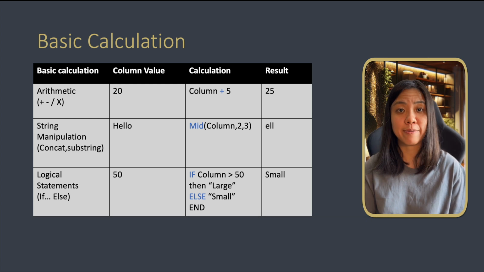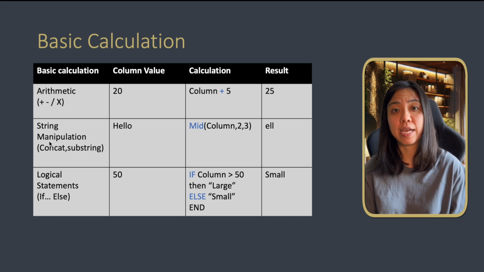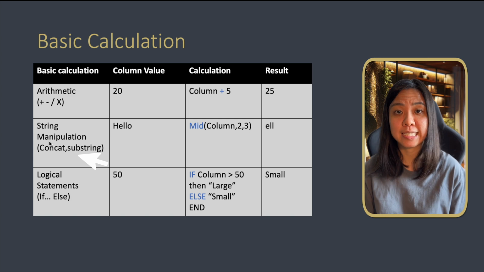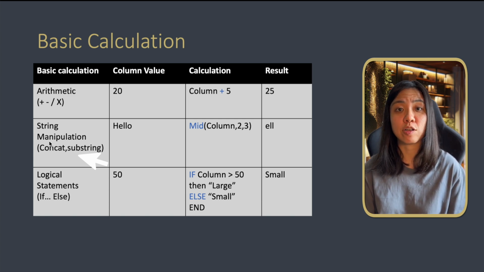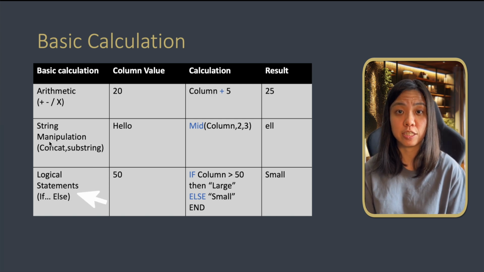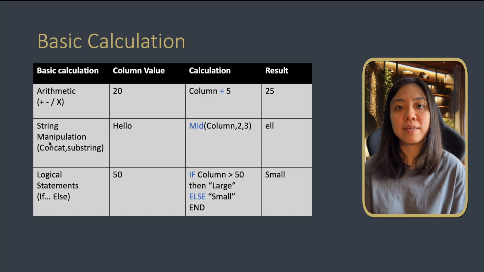We have our very basic arithmetic calculation, where we perform things like plus, minus, divide, multiplication, and then we have things like string manipulation. We can do things like extracting certain text out of a particular string, or we might want to do things like concatenation of multiple strings. Or we might want to perform logical statements like if-else condition. So all this falls under how we might want to perform a calculation. And when we perform all of this on one single column, there is not much concept to understand.